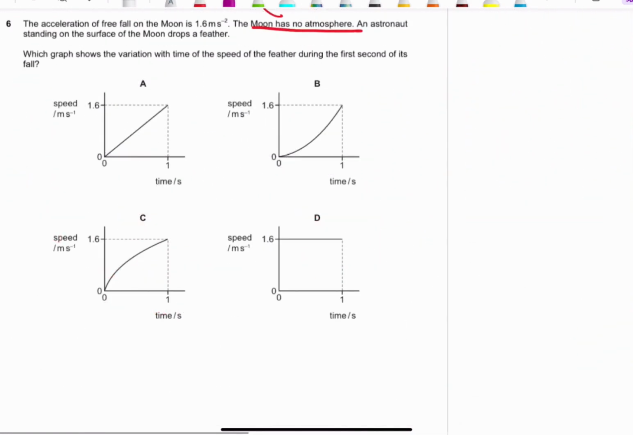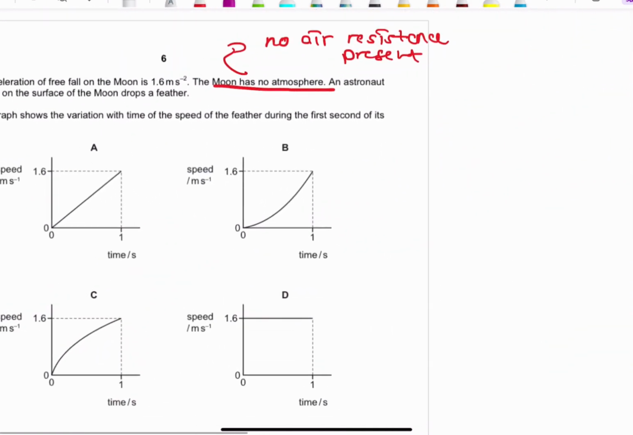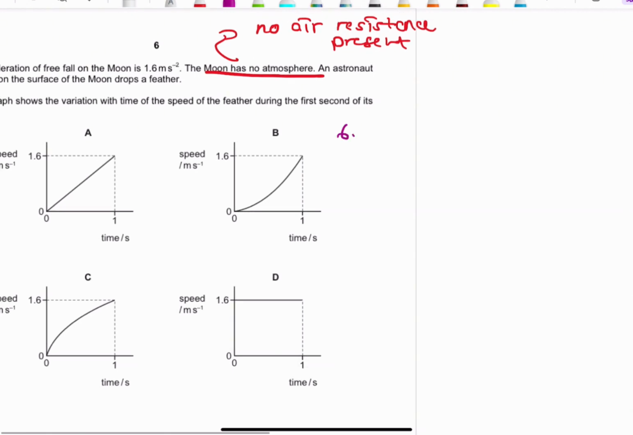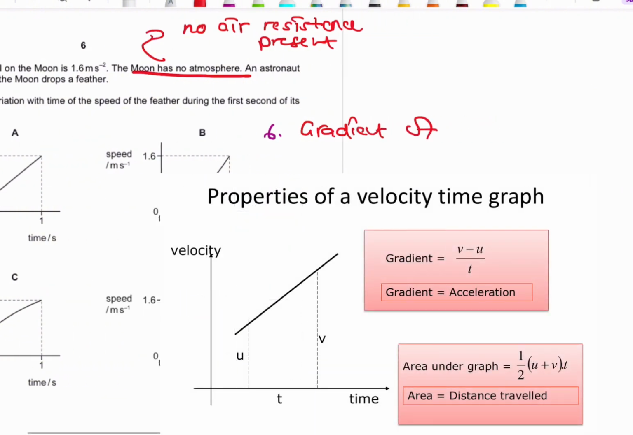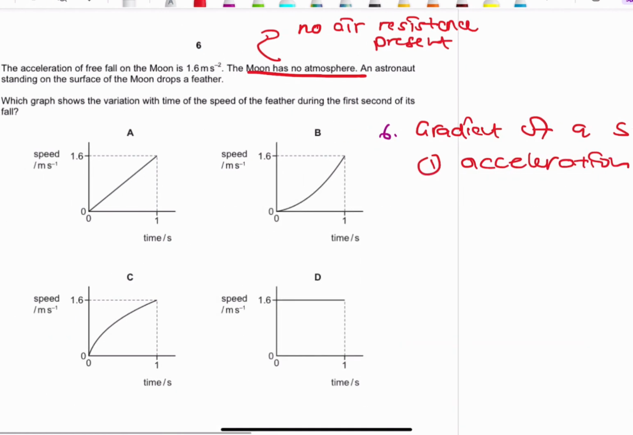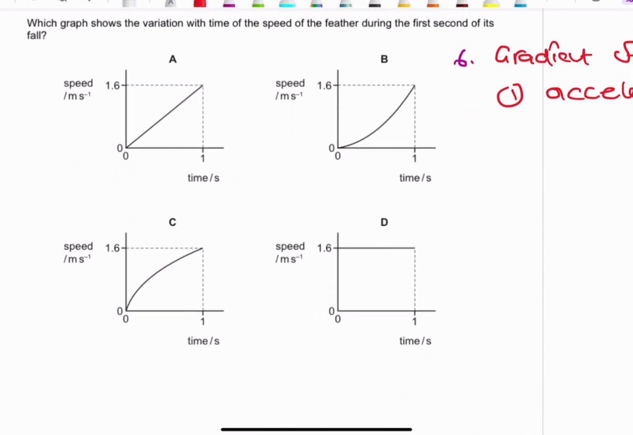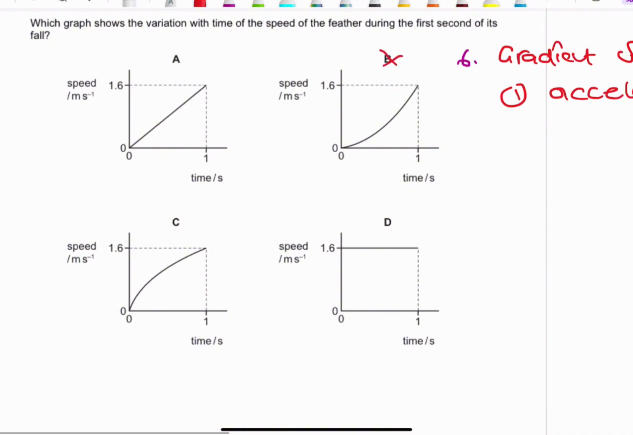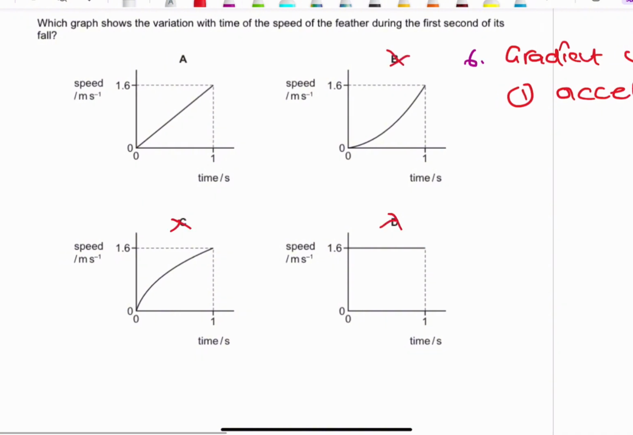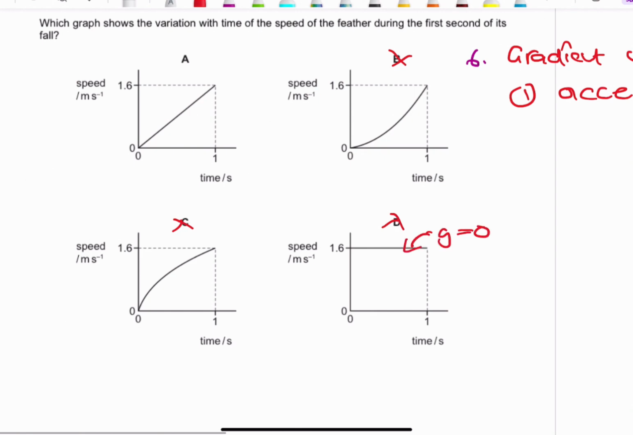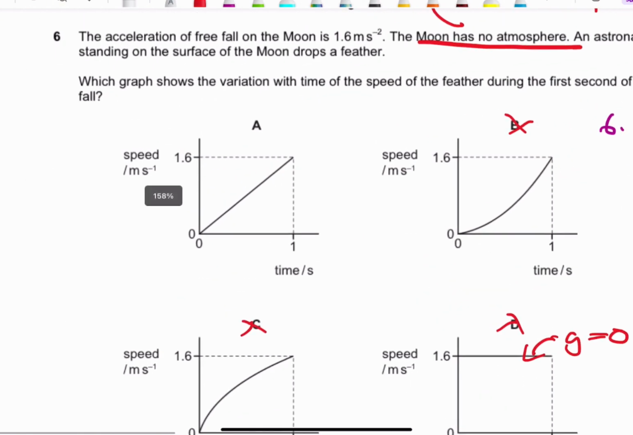Basically, for number 6, we know that the gradient of a speed-time graph represents the acceleration. So if there is no atmosphere, the acceleration is not going to change, so the graph should have a straight line gradient. That already eliminates B and C and D, because the gradient there is actually 0. So if you go here, the gradient is actually 1.6.